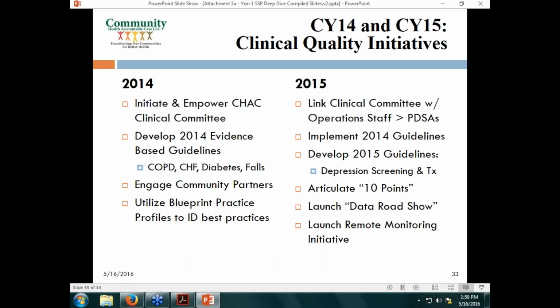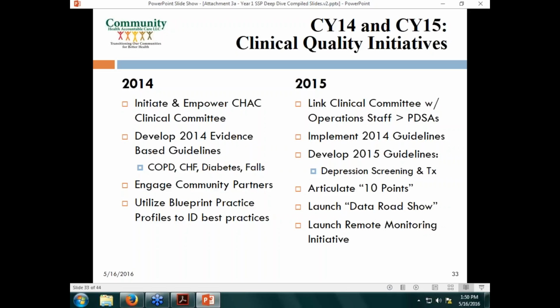We also, I talked about how we engaged our community partners in 2014. In 2015, we really were able to articulate a vision of how we might work together, which, as some of you know, is a document that we call the 10 points, and I have them on a later slide just for everyone's reference. But that was really what we felt transformation should look like.